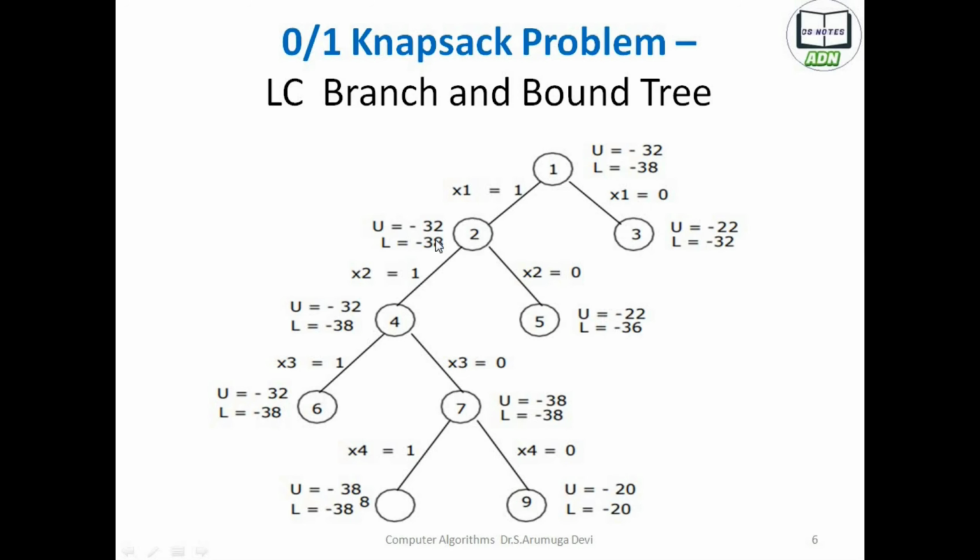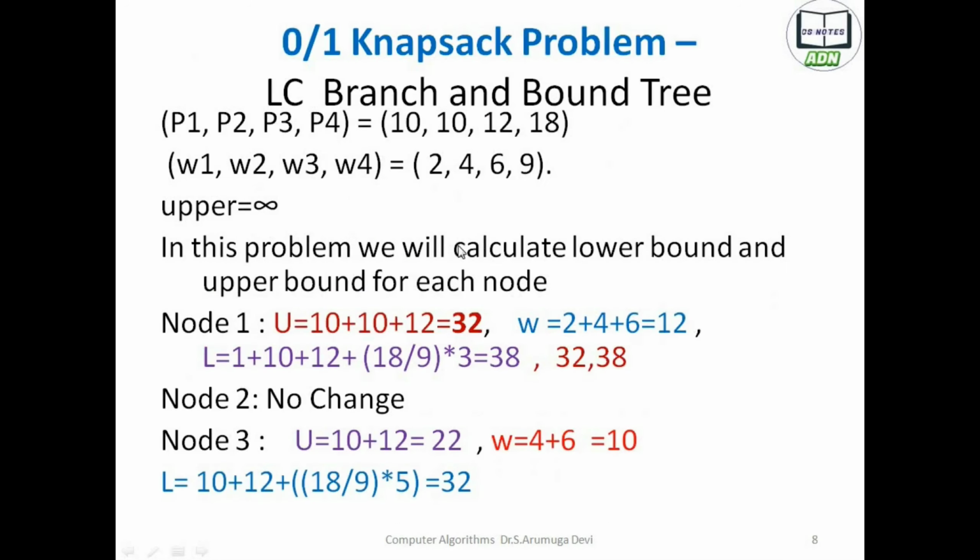How to calculate the upper bound and lower bound values? For an example, this is the problem given, and there are 4 items. The corresponding profit values are 10, 10, 12, and so on, with the corresponding weights. Initially the upper bound is infinity for node 1. For node 1's upper bound, we fill the bag by taking the first item, second item, third item. So the profit you earn is 32. How much weight did you fill? 2 plus 4 plus 6, so totally 12 weight, 32 profit earned. The bag is filled with 12.